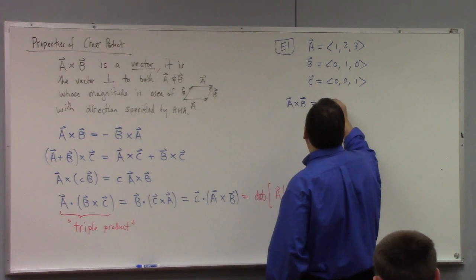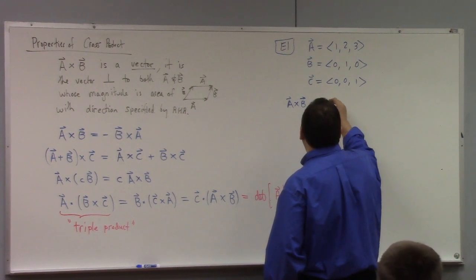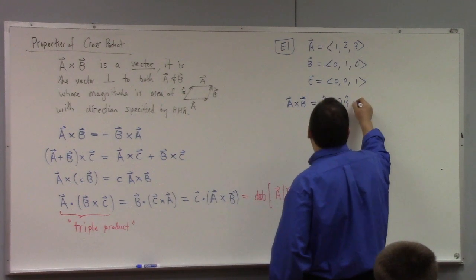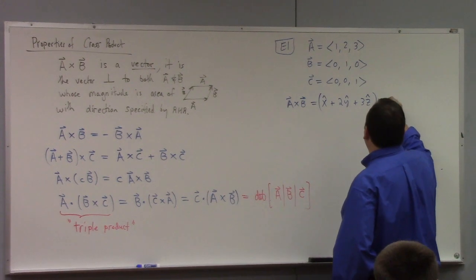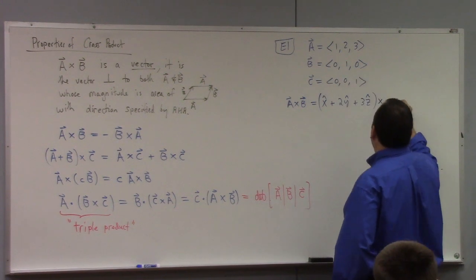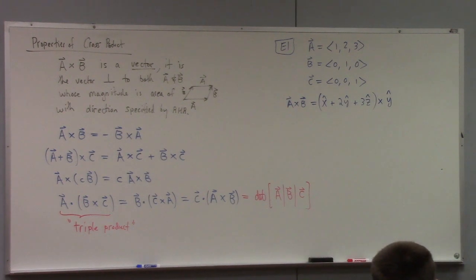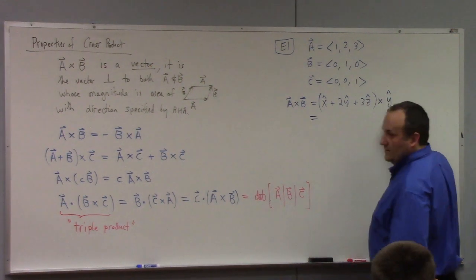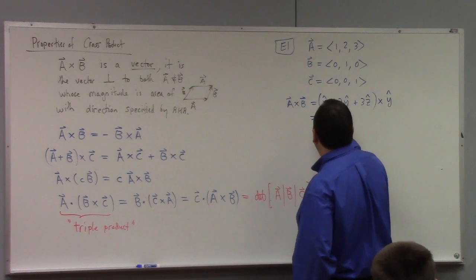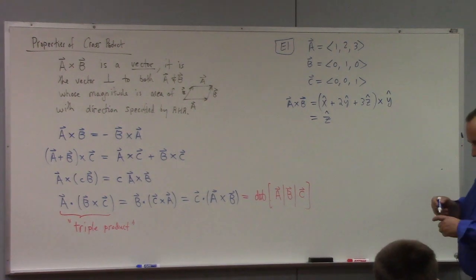So I'm going to do it in the x hat notation. I've got x hat plus 2y hat plus 3z hat, and I'm taking the cross product with B, which is what? Just y hat, right? Now we can calculate this cross product. X hat cross y hat is what? Z hat, right? What's y hat cross y hat?